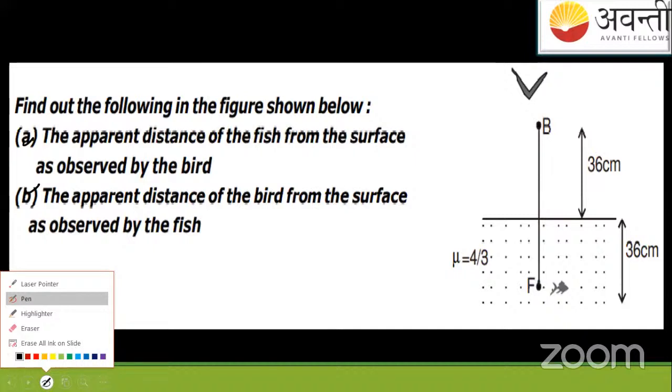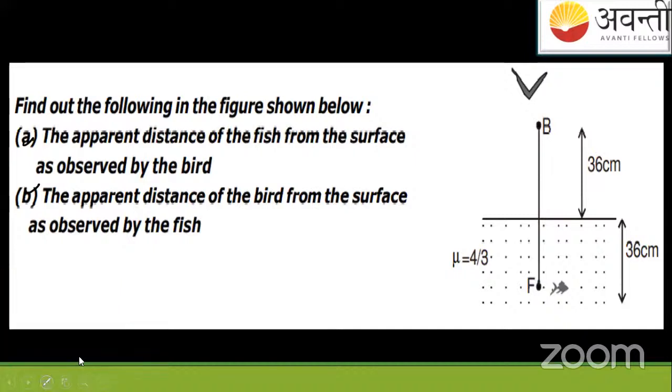कैसे करें इस question को? Which color you want? Blue. So it says apparent distance of the fish. First, the first part of this question, A and B, two parts are there.